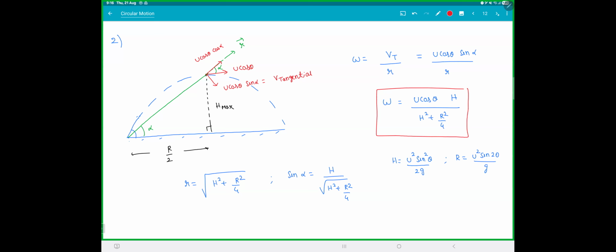Clear with this? If you try to do this with calculus, it becomes quite complex. You have to find that theta with time and then differentiate. Yeah, I could have got it, but it is lengthy. Any doubts on this?